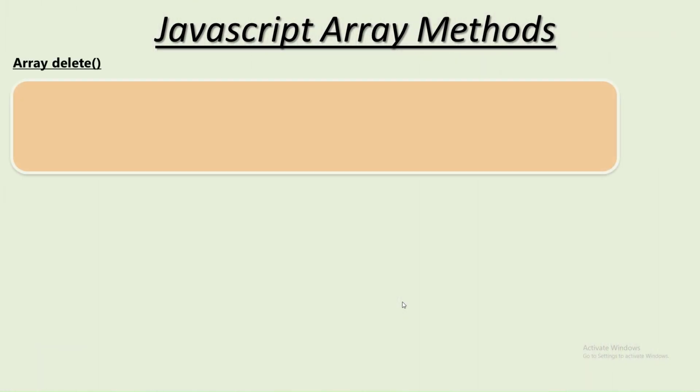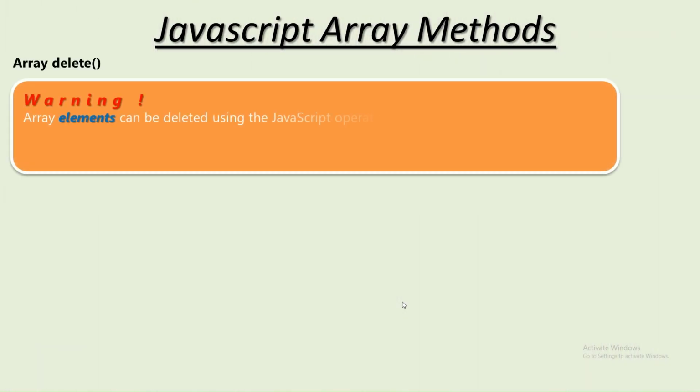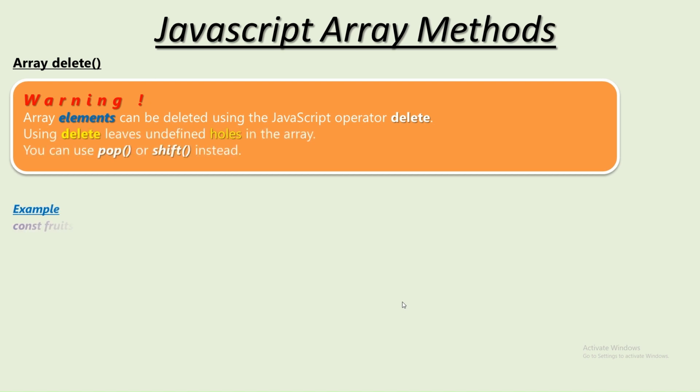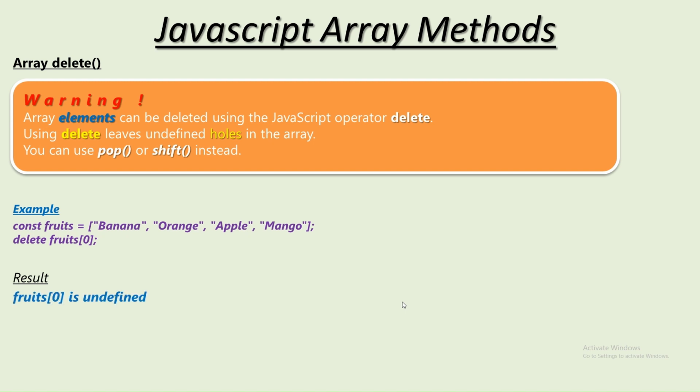The JavaScript array delete. Now there's a warning. Array elements can be deleted using the JavaScript operator delete, but using delete leaves undefined holes in the array. So instead, you can use pop or shift. For example, we are using the same constant array, fruits, and I have four elements in it. Now I'm trying to delete the fruits zeroth index. So now, if I try to print the result, it would say that fruits[0] is undefined.